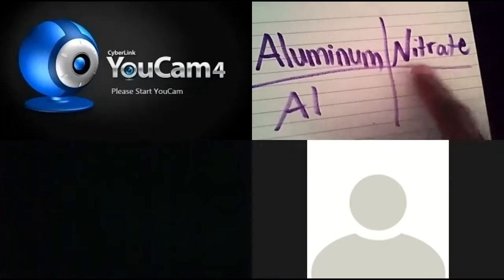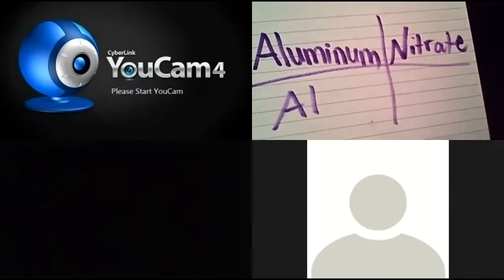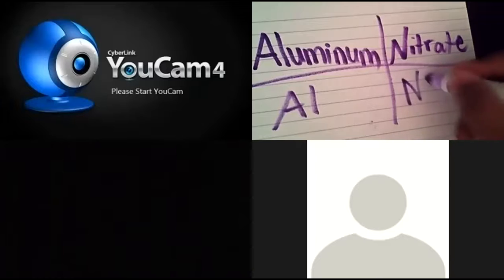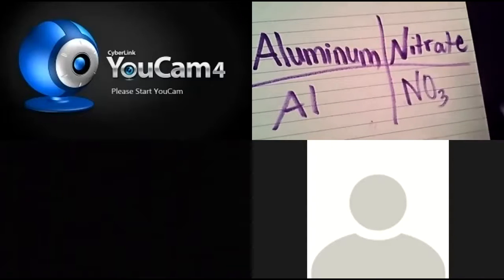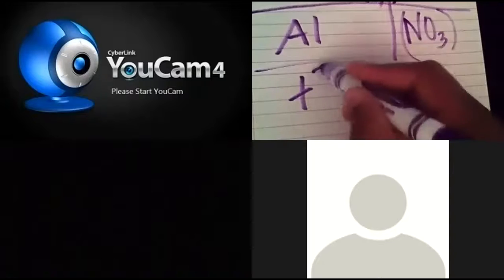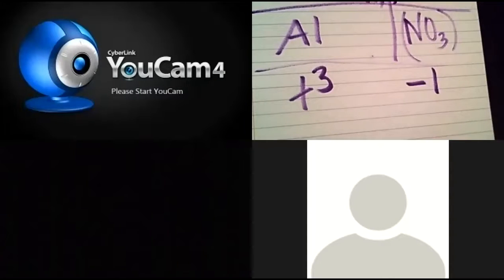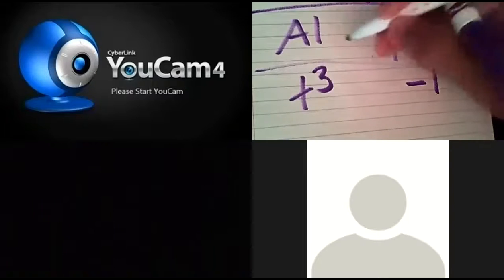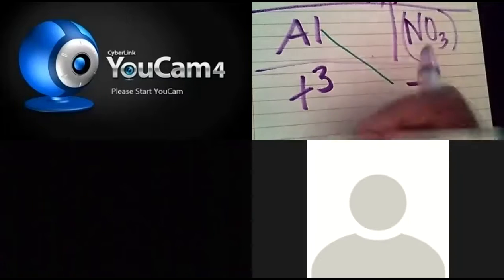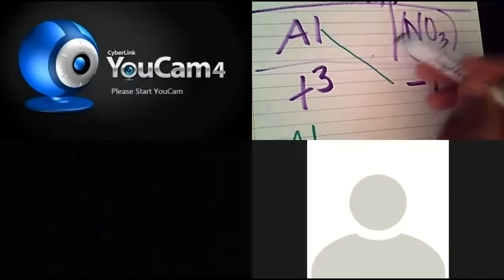Whenever you have that name ending in -ate, that tells you that this is a polyatomic ion. So you have to find the formula for nitrate, which is NO3, but that entire formula has a certain charge. When I look at my periodic table, aluminum has a charge of +3, nitrate has a charge of -1. So they're gonna swap again. Aluminum is gonna take on that 1, but now nitrate is gonna take on the 3.